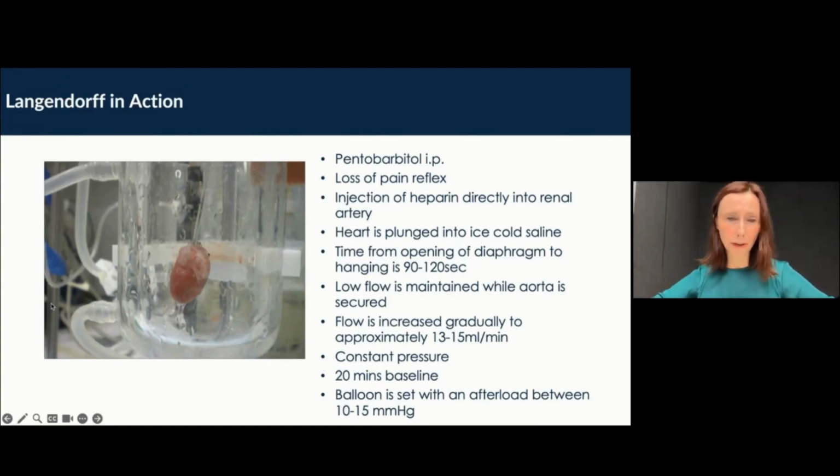We go for a constant pressure, and we give it a 20-minute baseline initiating component, and I'll discuss that in just a second. The last thing we do is we insert our balloon into the left ventricle, and that is set with an afterload of between 10 to 15 millimeters of mercury.